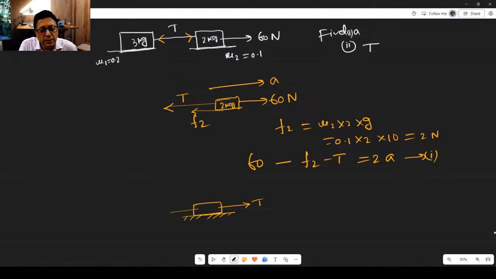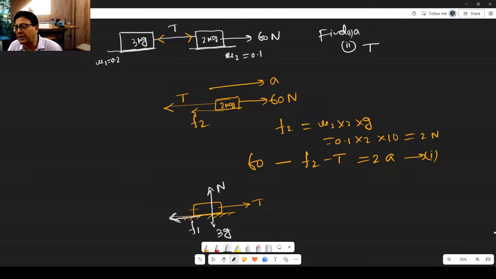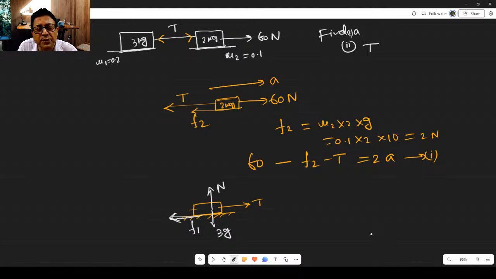T acting forward. This way it is F1. No force is acting here, only T acting forward. Frictional force acting there, of course. Friction is there at the ground. This force be F1. So only T, because on it only T and frictional force. No other force is there. What force you expect? It is 3g. I am drawing the free body diagram for the second object. Normal reaction is N. Write the equation of motion. This is also moving with the same acceleration A.